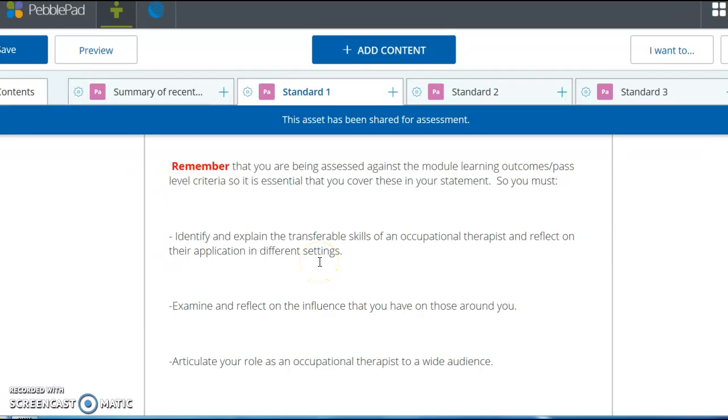So you might want to think about all these skills. We did a session on transferable skills, so you might want to think about some of them. We also did a skills audit, so think about them and think about your development and application of them.